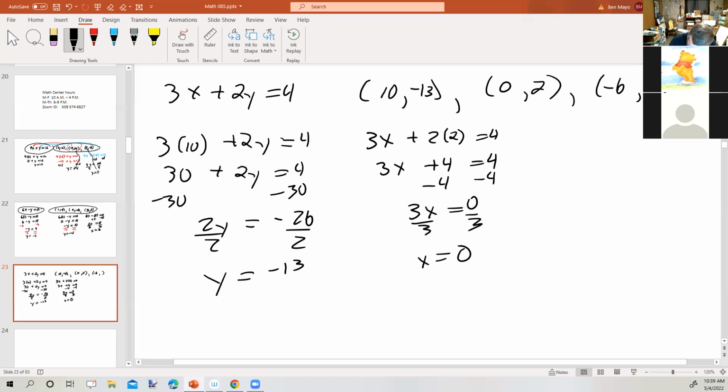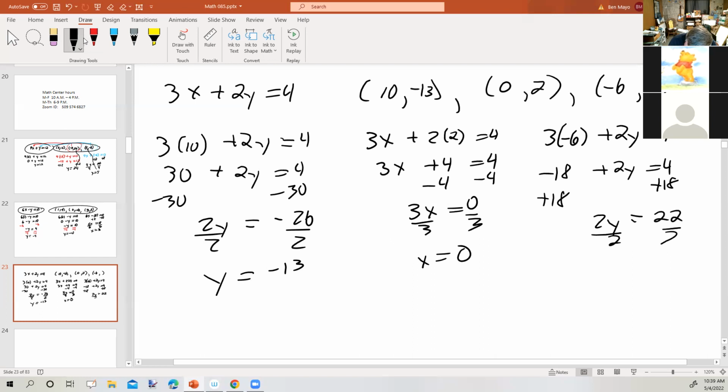And finally, if x is negative 6, 3 times negative 6 plus 2y equals 4. Negative 18 plus 2y equals 4. Add 18 to both sides. 2y equals, let's write that a little better there, 4 plus 18 equals 22. Divide by 2, y equals 11. So our ordered pairs should be 10, negative 13, 0, 2, and negative 6, 11.